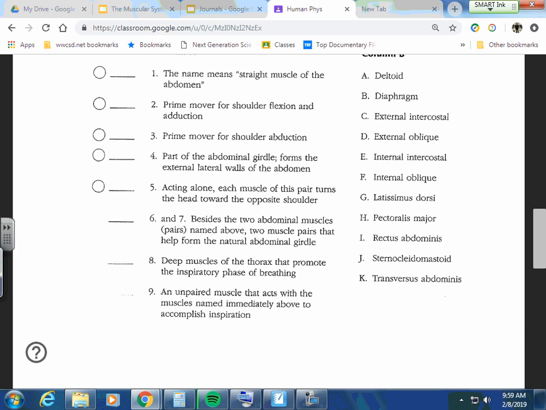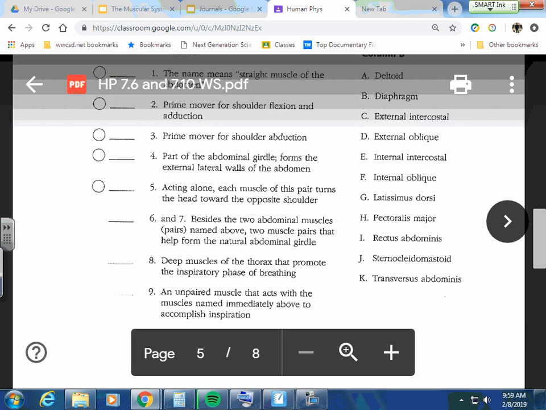All right, on this one, we're looking at the torso posterior, or sorry, anterior view. Okay, so there's our answers to this part. As far as functions go, straight muscle of the abdomen. You can know that is rectus abdominis.